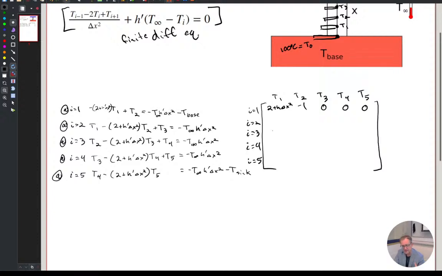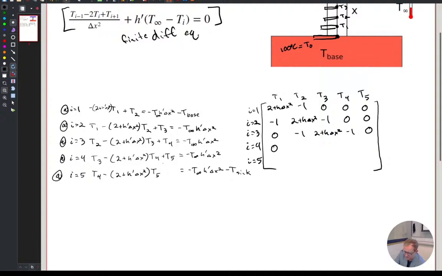This is all because it's first derivative, because we just have that second derivative. It's kind of like nearest neighbors are the things affecting the second and first derivative. All right, so then i equals 2. I've got a negative 1, a 2 plus h delta x squared, and then a negative 1, and then a 0 and a 0, and then a 0, negative 1, 2 plus h delta x squared, then a negative 1, and 0.